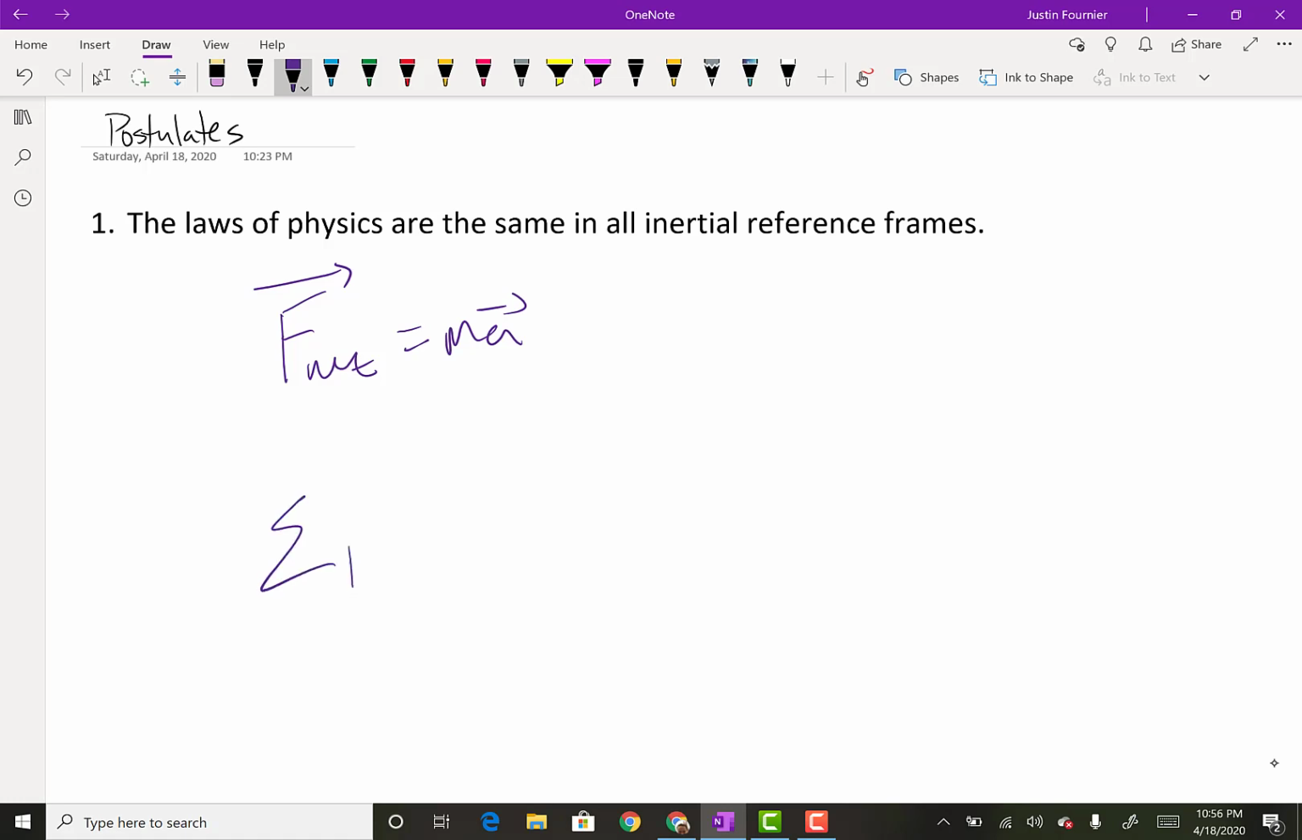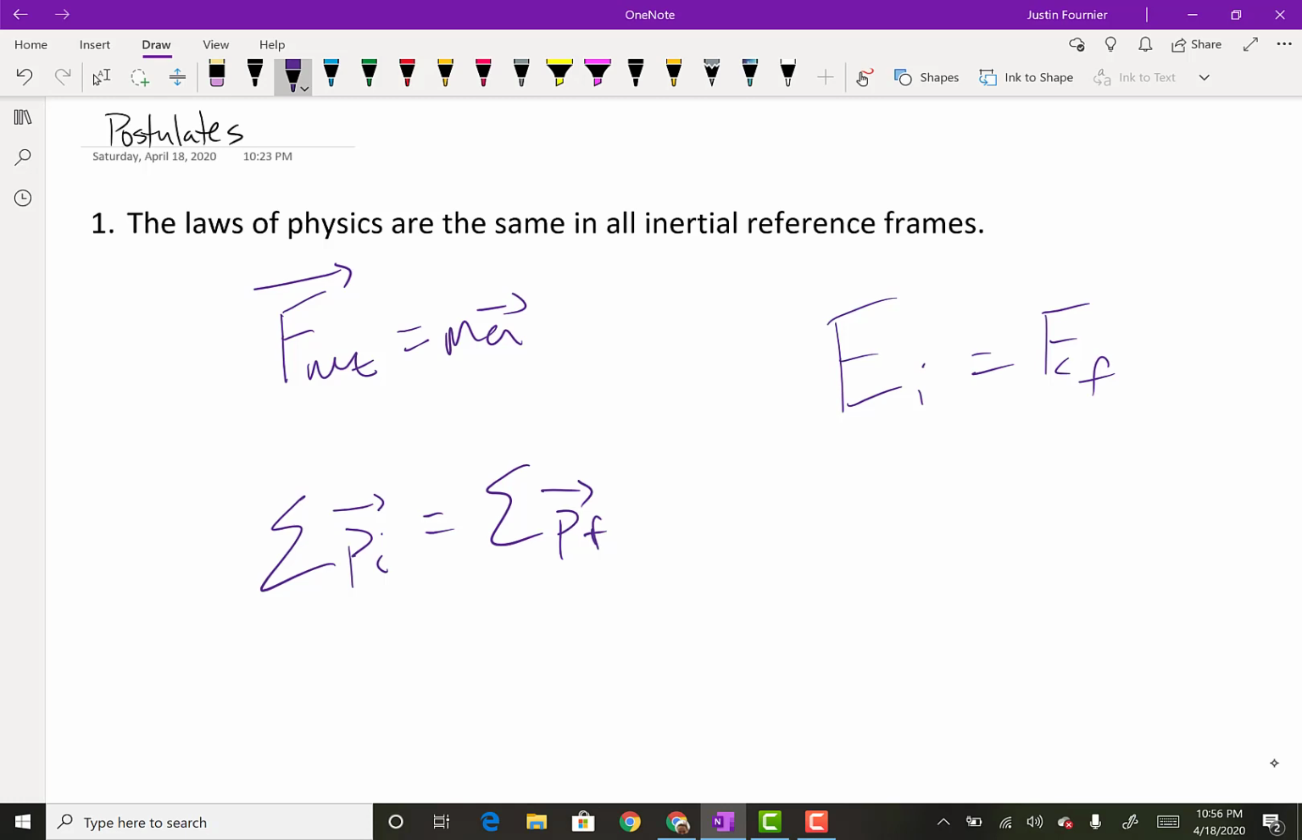Another law of physics: momentum in any system that does not experience a net force or a net impulse is going to be conserved. Another law of physics: energy where no work is done is going to be conserved. All these things are laws of physics. And so what Einstein's saying is that if you're in an inertial frame, all the laws of physics are going to be the same. Momentum is going to be conserved, F net equals ma, and so on, no matter what experiment you do.